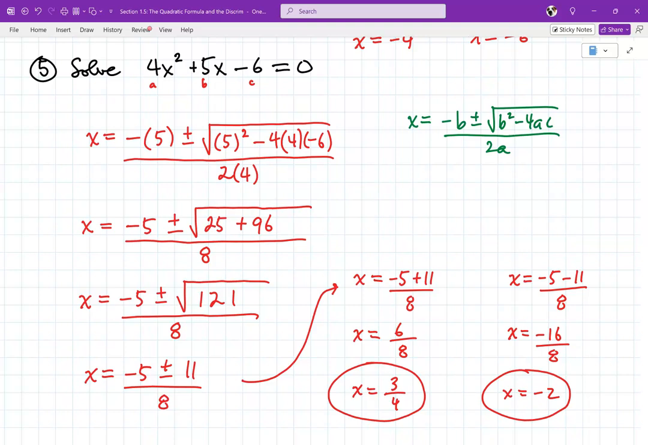Again, this is easy. You just got to be careful. Take your time. Don't rush through it, or else you're going to mess up a sign, and next thing you know, your answers aren't making any sense.